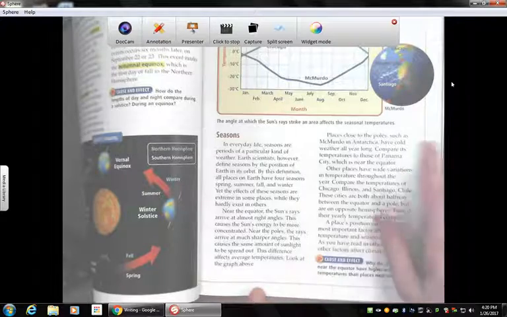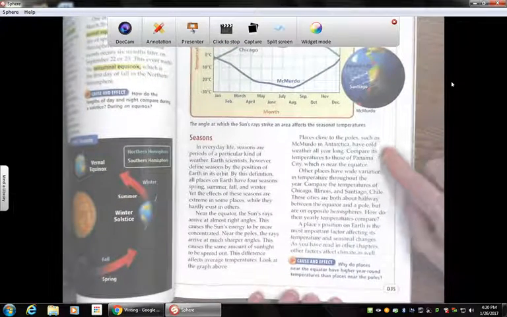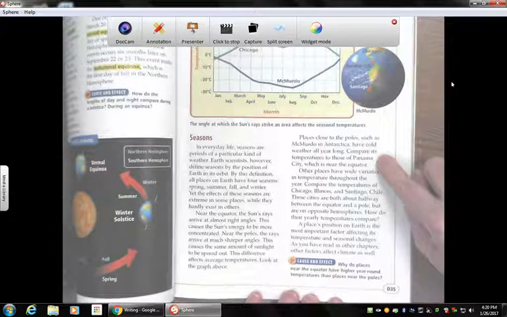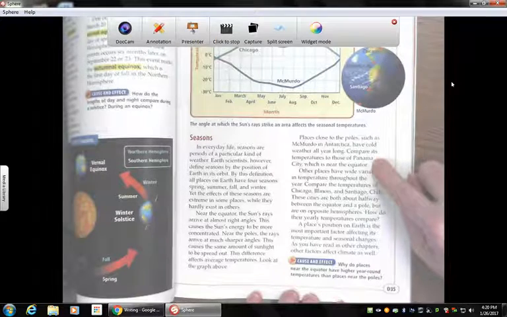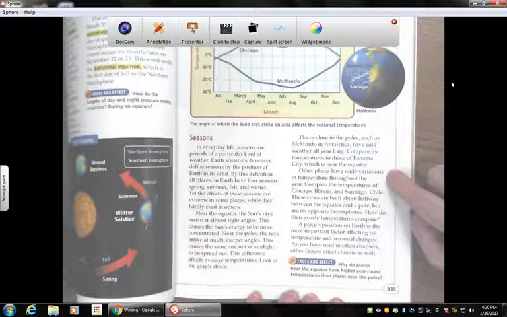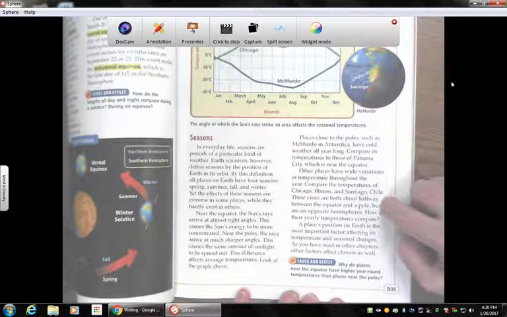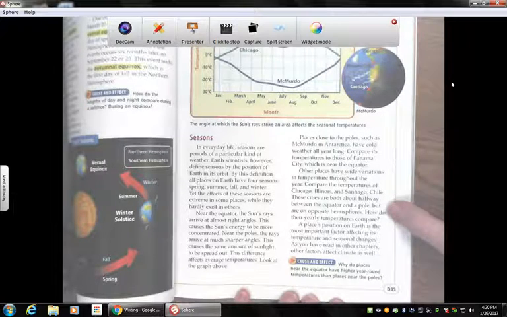Look at the graph above. Places close to the pole, such as McMurdo in Antarctica, have cold weather all year long. Compare its temperatures to those of Panama City, which is near the equator. Other places have wide variations in temperatures throughout the year. Compare the temperatures of Chicago, Illinois, and Santiago, Chile. These cities are both about halfway between the equator and the pole, but are on opposite hemispheres. How do their yearly temperatures compare?